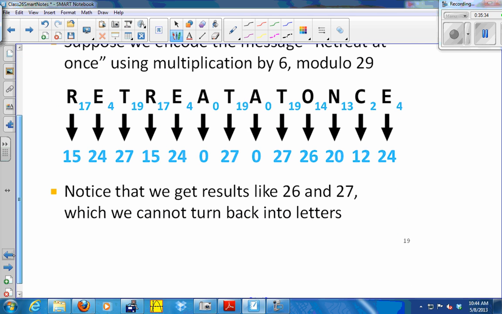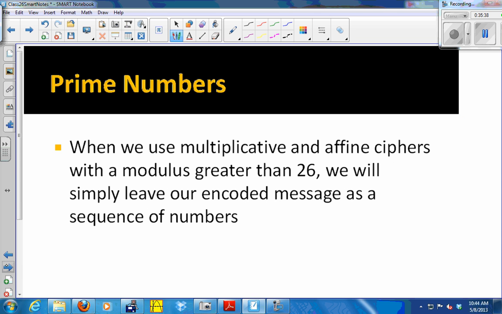So here it is encoded. We get results like 26 and 27. Can't change them back into letters. So when we use multiplicative or affine ciphers, if you use a mod greater than 26, we simply leave our encoded message as a sequence of numbers instead of changing it to letters.